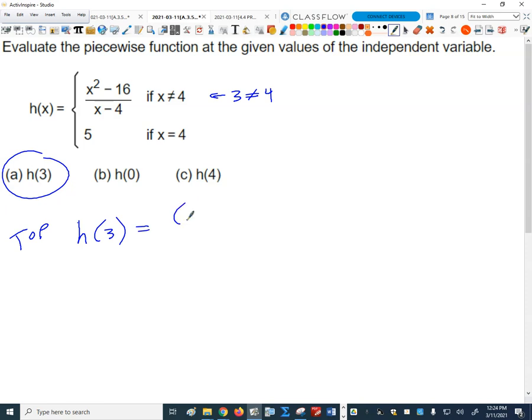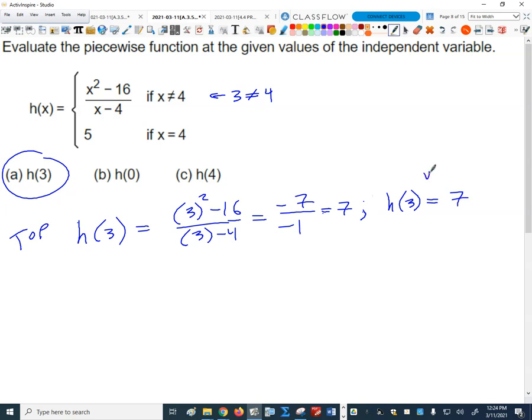Every place where I have an x, I'm going to plug in a 3. And what's that give me? 3 squared is 9 minus 16 is -7. 3 minus 4 is -1. -7 over -1 is +7. So then we know that, let's see, it's not f, it's h, isn't it? So h of 3 equals 7.